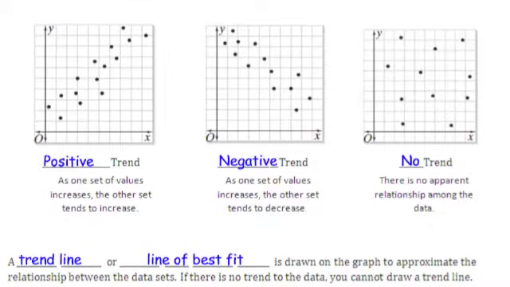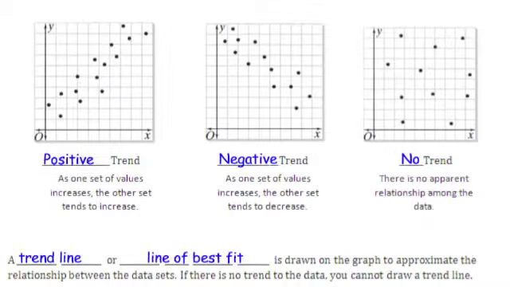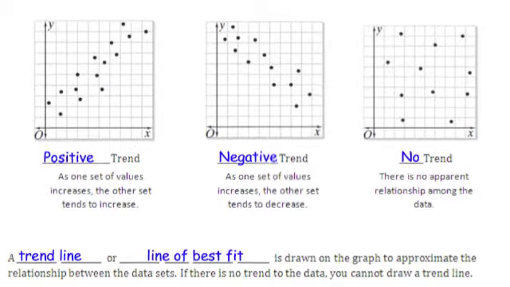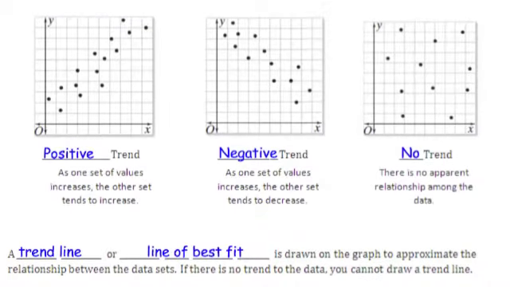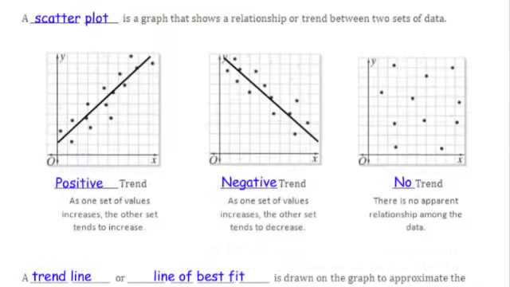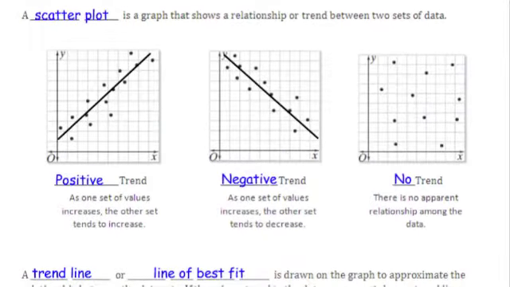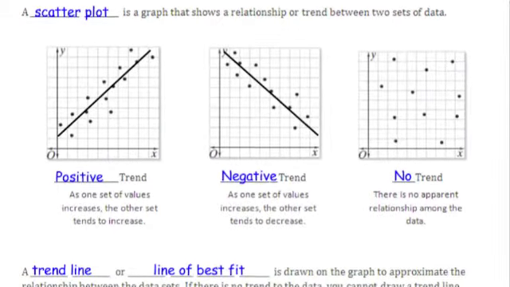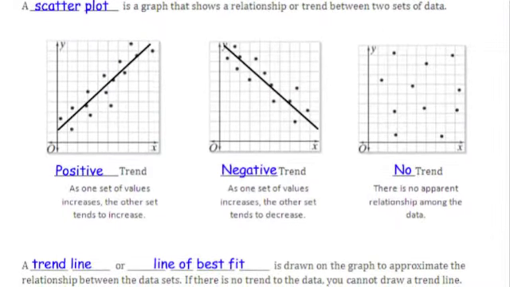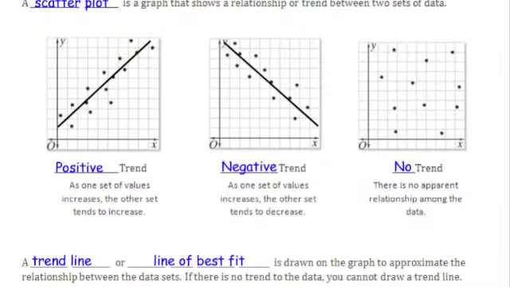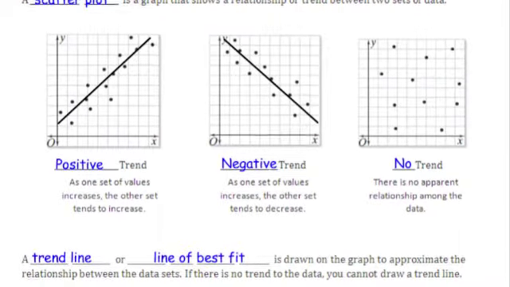A trend line or line of best fit is drawn on the graph to approximate the relationship between the data sets. As you can see on the first two graphs, a line has been drawn in between the different plotting points to show that there is a positive trend or negative trend. If there is no trend, like the last graph, a line cannot be drawn.